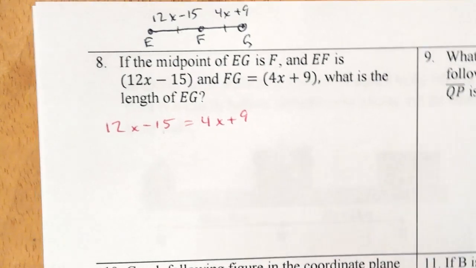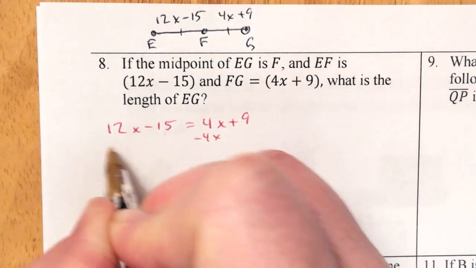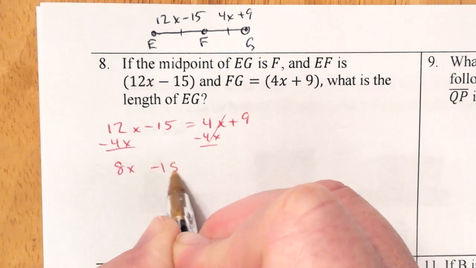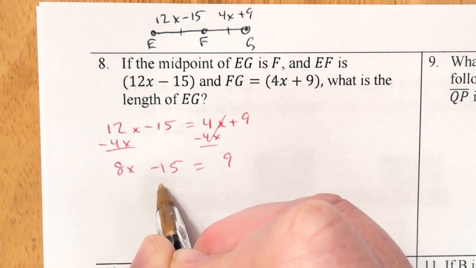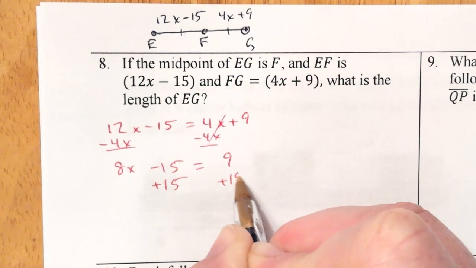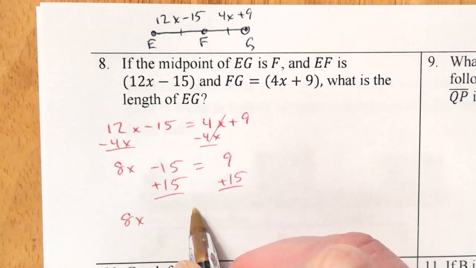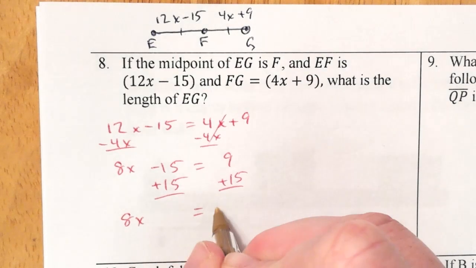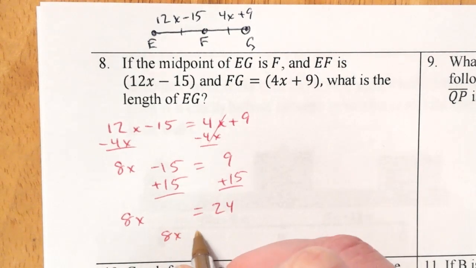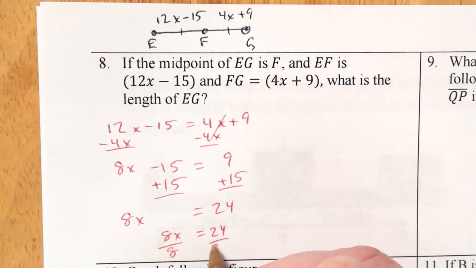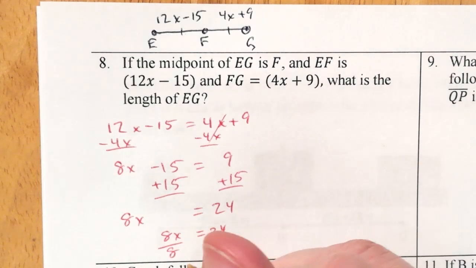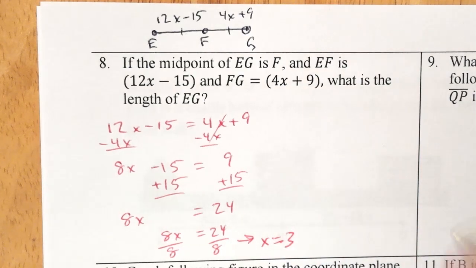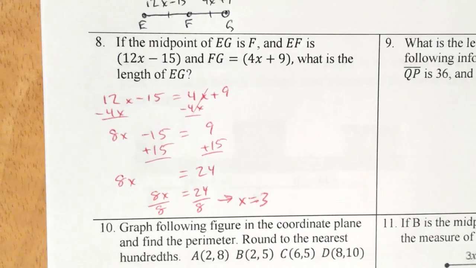Zoom in a little bit. All right, so I'm going to subtract 4x from both sides, and I get 8x minus 15 is equal to 9. I'm going to add 15 to both sides. 8x is equal to 15 plus 9, we get 24. So 8x is equal to 24. I'm going to divide both sides by 8, and we get that x, ran out of room, so I put it up here, x is equal to 3. Whoops, only helps if you can see it.